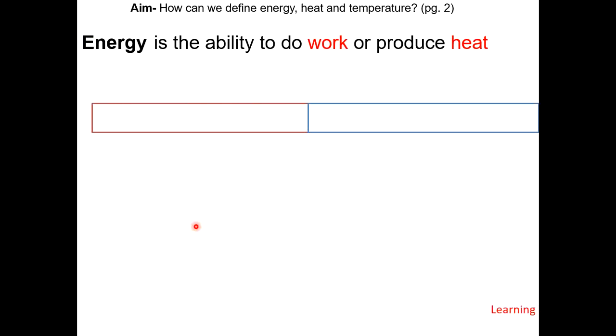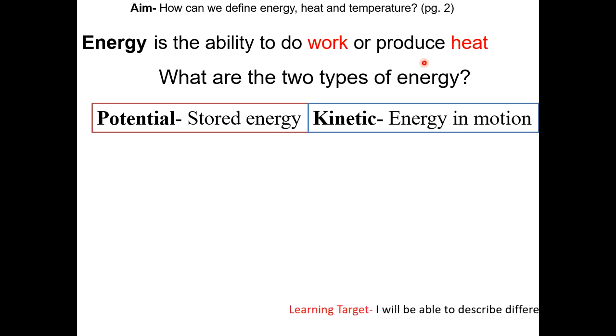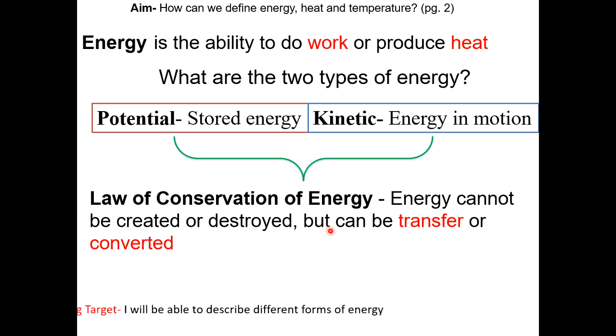Energy is defined as the ability to do work or produce heat. There are two types of energy: potential, which is stored energy, and kinetic, which is energy in motion. Both of them follow the law of conservation of energy, which is that energy cannot be created or destroyed, but can be transferred or converted.